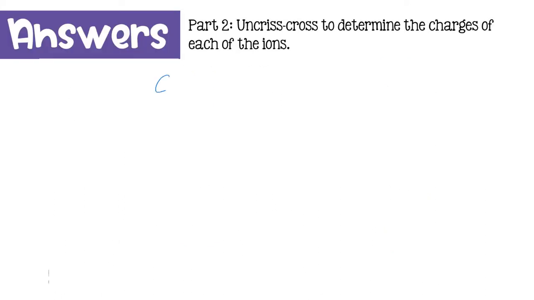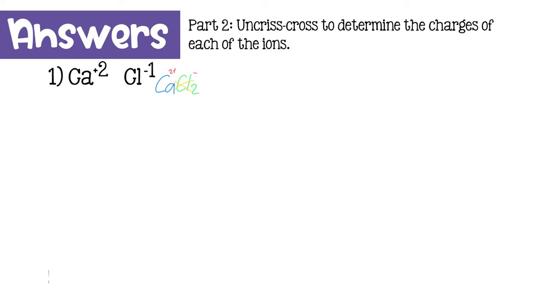We're going to uncrisscross, so we're going to undo it to determine the charge of each of the ions. In this case, we have CaCl2. That means we get 2 as our calcium's charge and 1 as our chlorine's charge. Since calcium is a metal, it's going to have a positive charge, form a cation. Since chlorine is a nonmetal, it's going to make a negative charge, an anion. So Ca +2 and Cl -1.